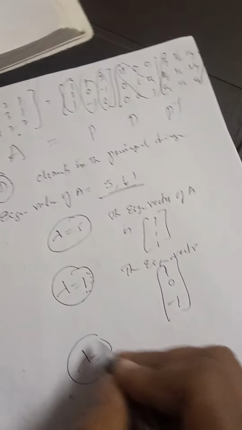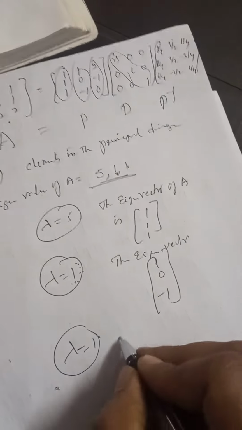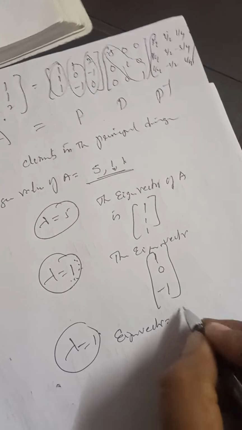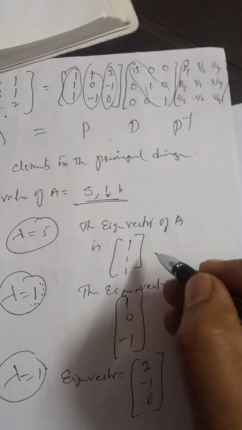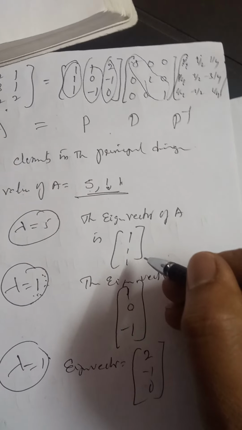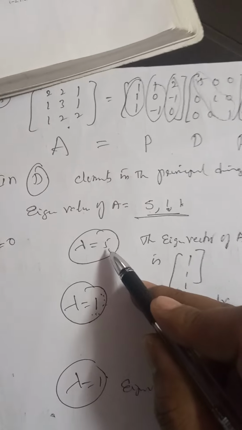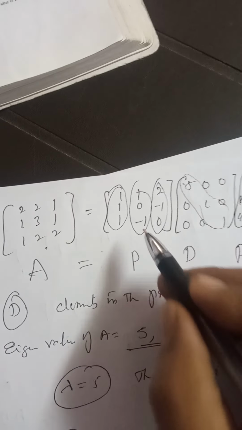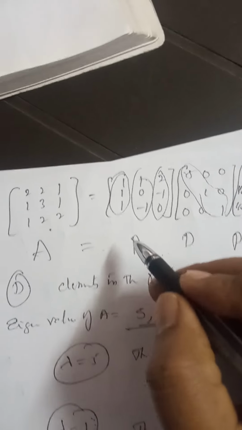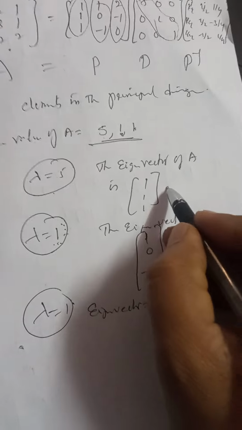Now again lambda is equal to 1. This is the third eigenvalue. The corresponding eigenvector is the third column in P, which is 2, minus 1, 0. Now the first column represents the eigenvector of A corresponding to the eigenvalue 5, right? Similarly, the second column in P represents the eigenvector of A corresponding to the next eigenvalue. Now we got three eigenvectors.